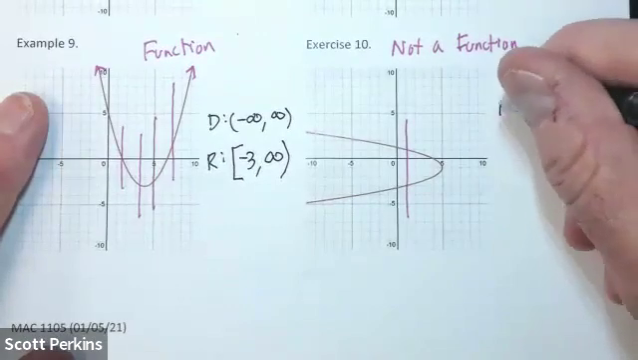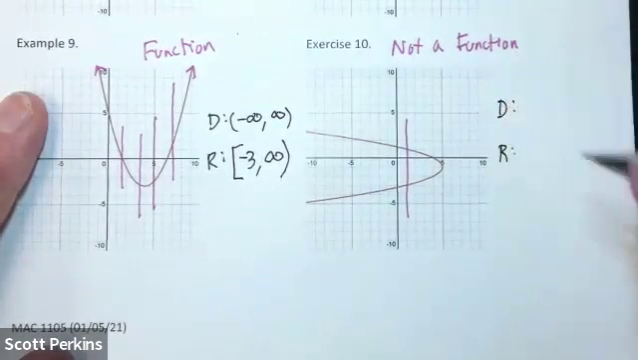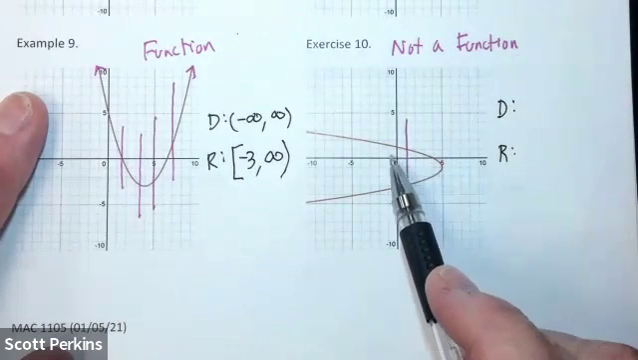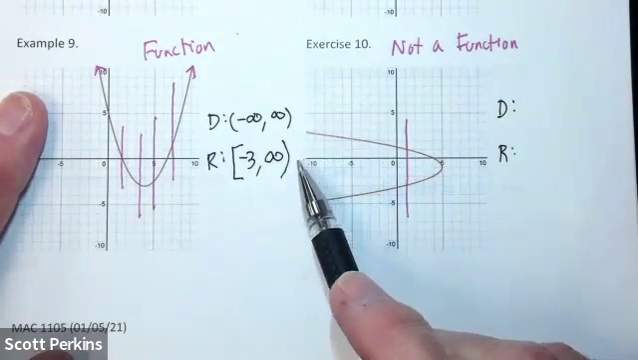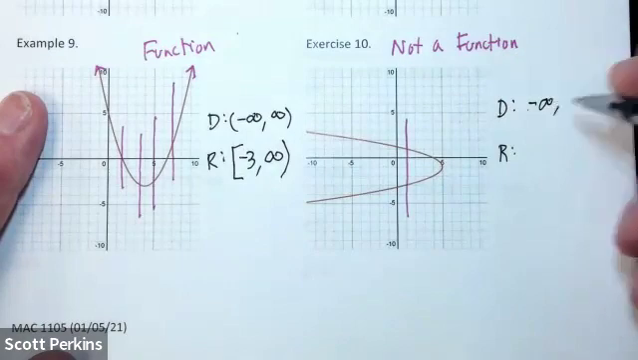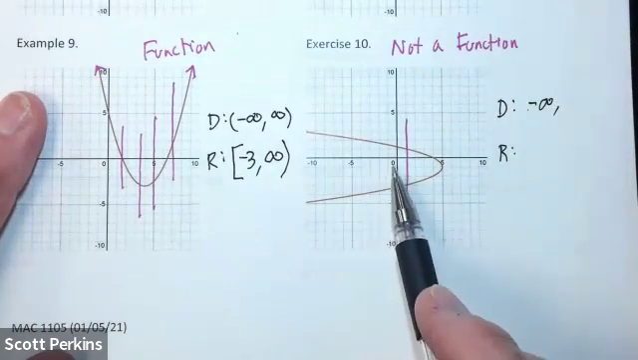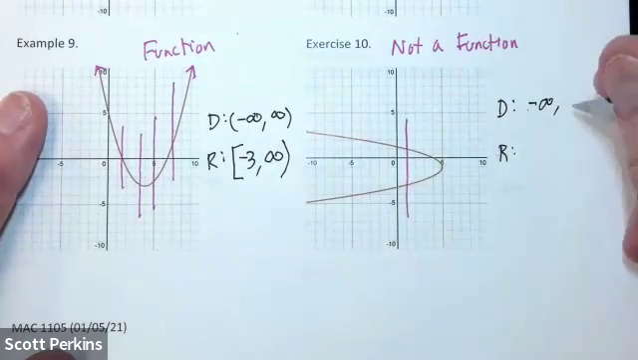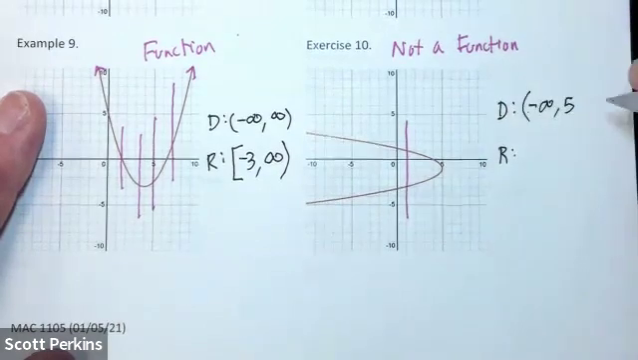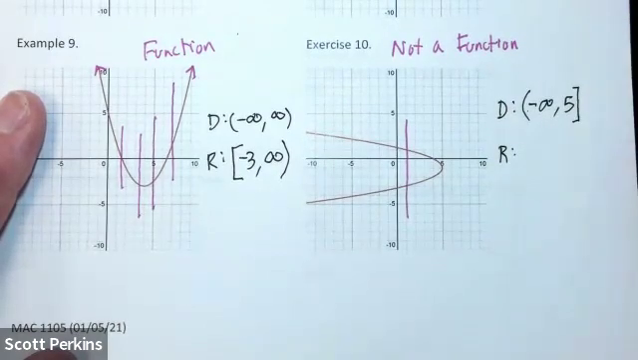All right, so the domain, left and right. How far left will my pen go if I follow this graph? Negative infinity, yes. How far right will my pen go as I follow this graph? 5, yep. And so parenthesis at the negative infinity, bracket at the 5.